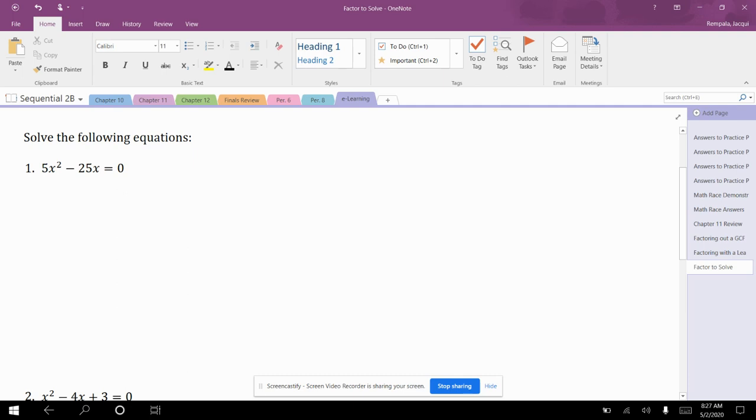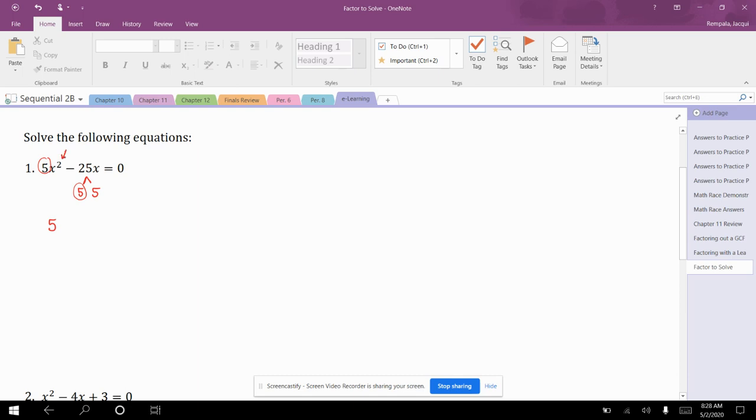Remember, the very first thing you should be thinking about when you're factoring is looking for a GCF. Notice that I see two numbers, a 5 and a 25. Since 5 is smaller, my goal is to figure out if I can get a 5 out of both of these. Well, notice that 25 is 5 times 5. So both of these terms have a number in common. They have a GCF. I can factor that out.